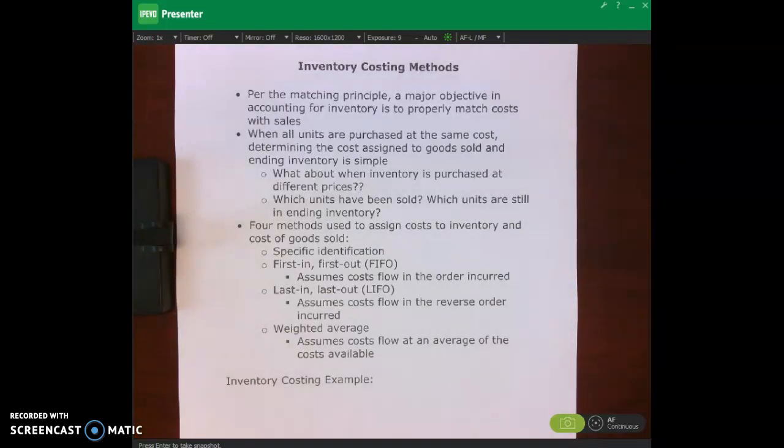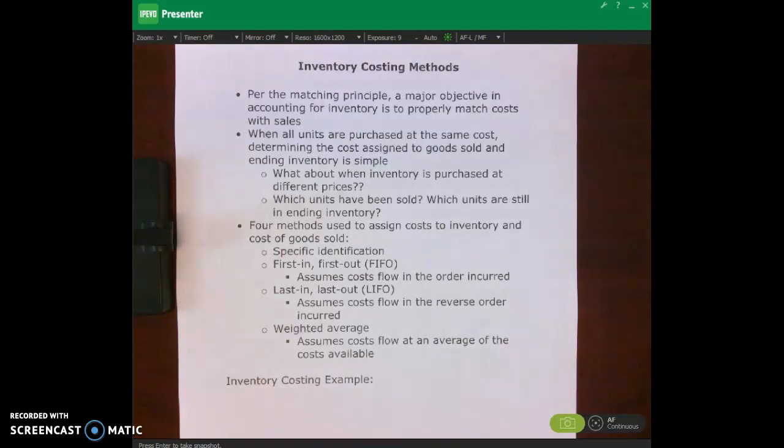So, the matching principle says we need to match expenses and revenues in the same accounting period. So when I sell that box of markers, say I sell for $3, I need to then debit cost of goods sold, credit merchandise inventory in the same accounting period that I made the sale of that box of markers per the matching principle.